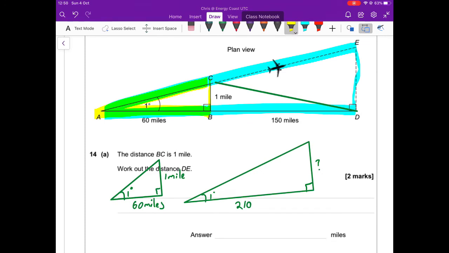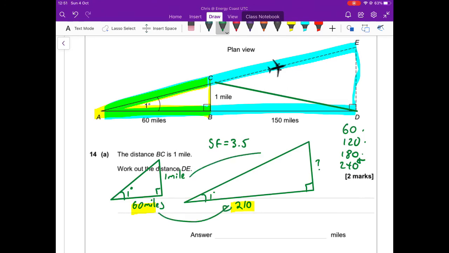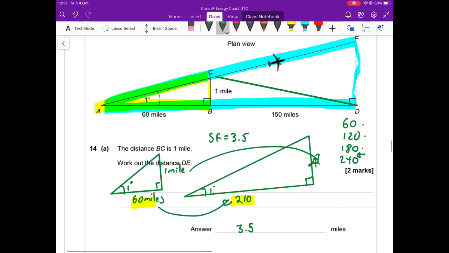So what do I times 60 by to get 210, which is actually harder than it sounds. Let's count up in 60s, 60, 120, and then 180, and then 240. Now 210 is bang in the middle of these, okay, so it's 1, 2, 3, and it's halfway in the middle of that, so it's actually 3.5. So my scale factor equals 3.5, because if I times that by 3.5, I get that. So I need to times 1 by 3.5 to get that, okay? 1 times 3.5 is 3.5. Okay, and we're pretty much done.